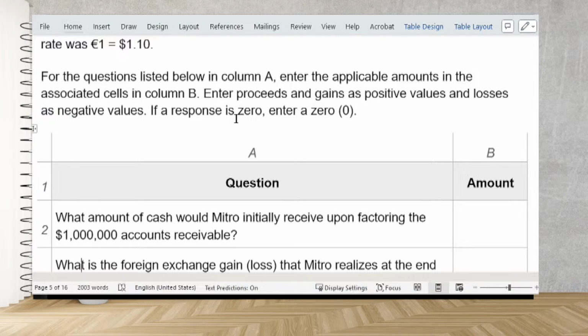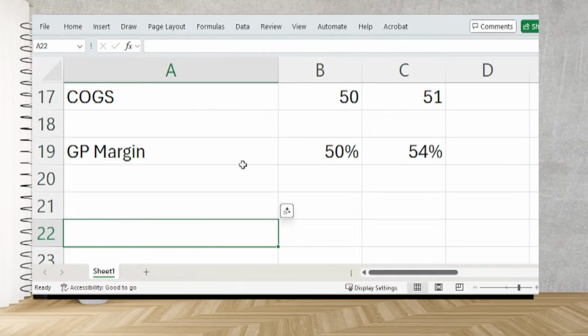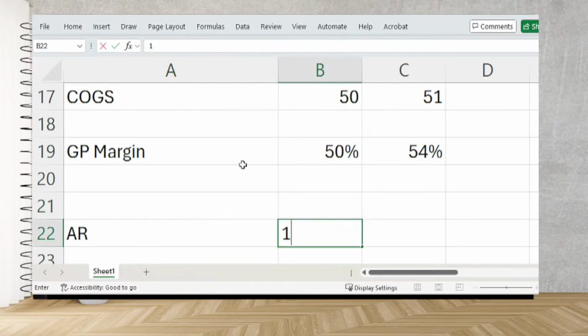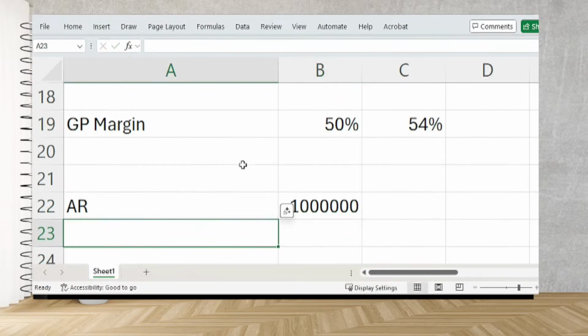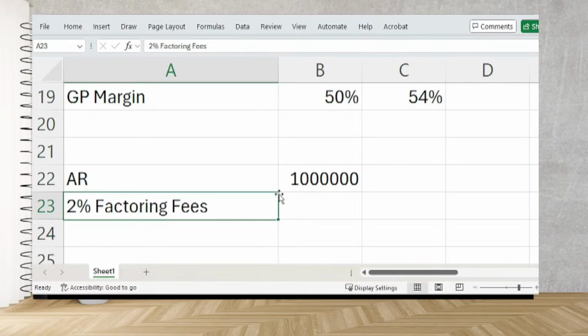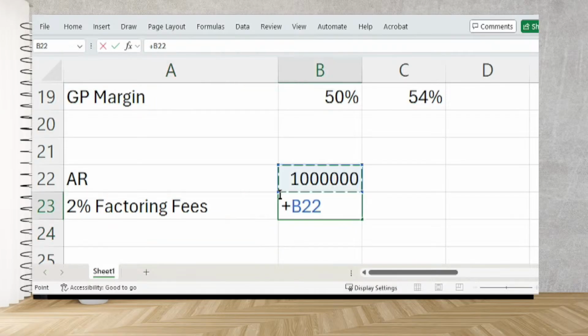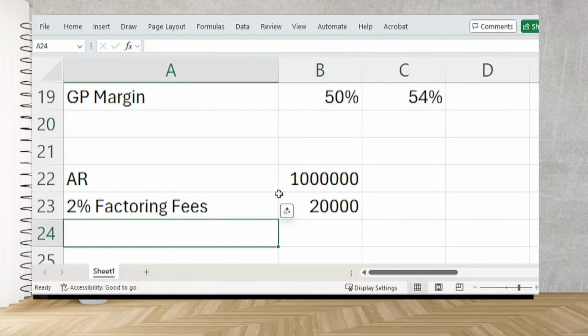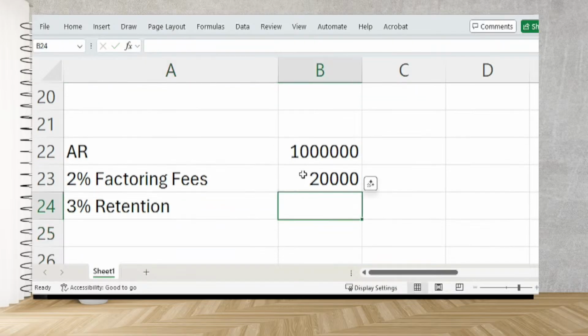Okay, so it is like AR 1 million. Okay, out and the 2% factoring fees. Factoring fees: 1 million multiplied by 2%, which is 20,000, and the 3% is retention. So it is 1 million multiplied by 3%.